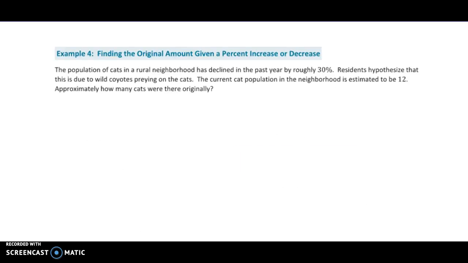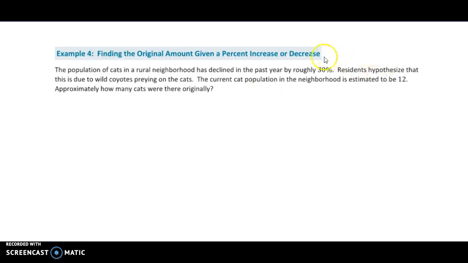All right, almost done, folks. Example 4, talk about population for the cats. In a rural neighborhood, they have declined in the past year by about 30%. So it's gone down. There's fewer cats than before. The residents hypothesize that it's due to the wild coyotes preying on the cats. The current cat population is estimated to be 12. Approximately how many cats were there originally?